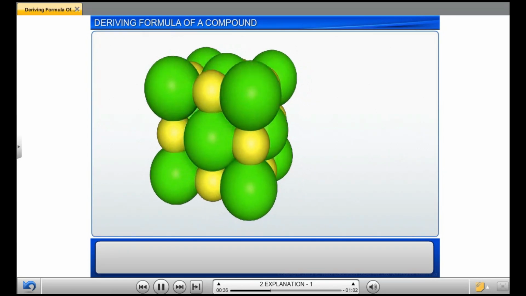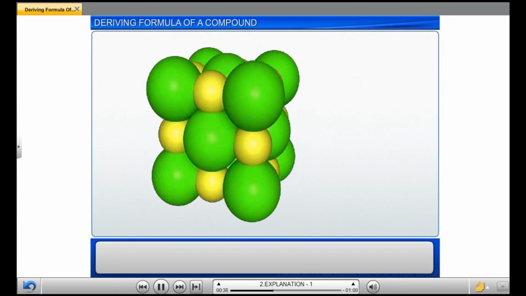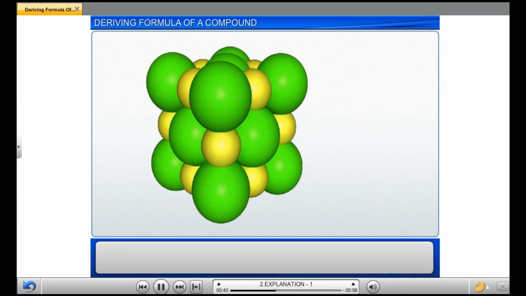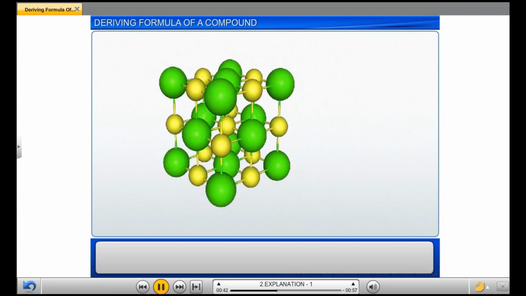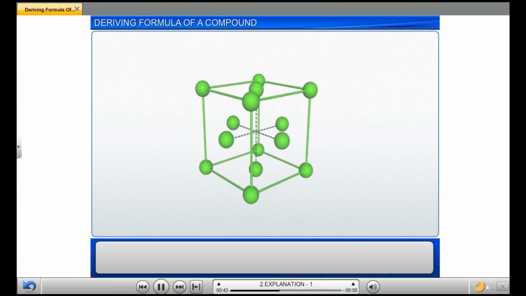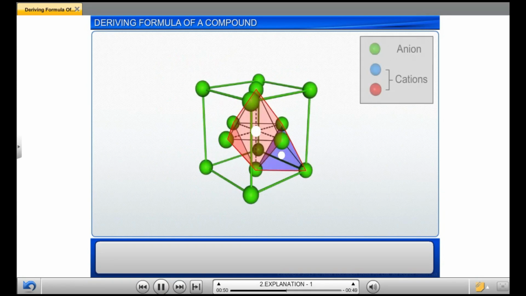Let us now look at how the cations and the anions are placed in the close packing. Usually, the anions being larger in size form the basic crystal lattice, and the cations being smaller in size occupy the voids. A relatively small cation occupies the tetrahedral void, while a relatively bigger cation occupies the octahedral void.